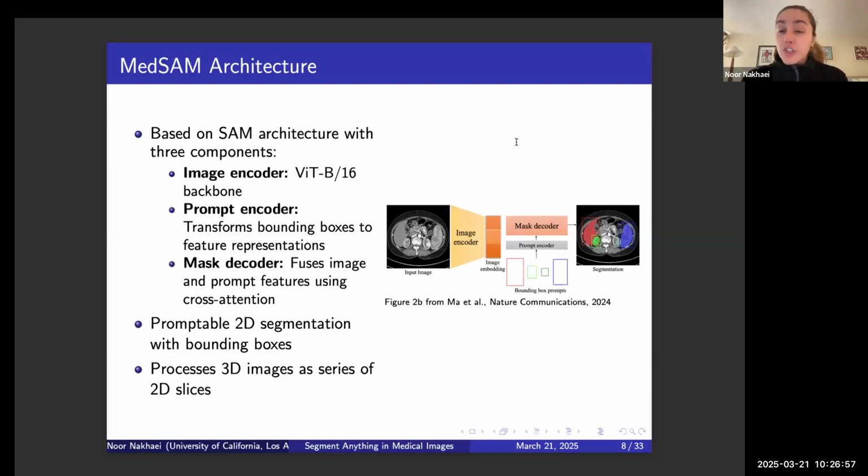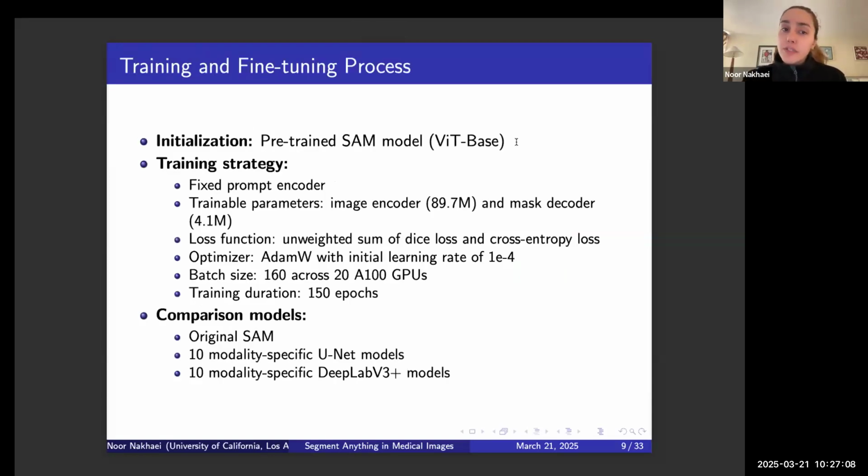This is a promptable 2D segmentation with bounding boxes, but it also processes 3D images as a series of 2D slices. For initialization, as is very common in the field, they used the pre-trained SAM model to still get some information from natural images before training it on the medical datasets. For the training strategy, it had a fixed prompt encoder. The trainable parameters were an image encoder of 89 million and a mask decoder of 4.1 million. So again, as mostly seen in foundation models, it's a very large architecture with a lot of parameters to be trained.